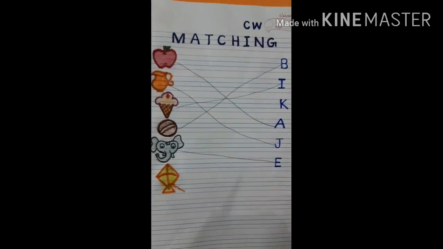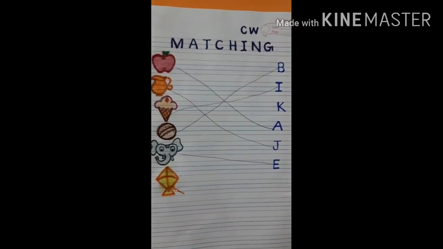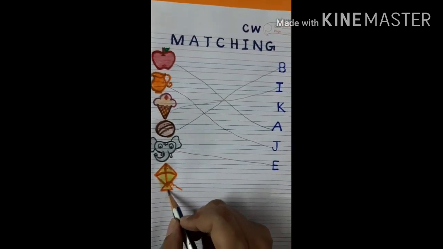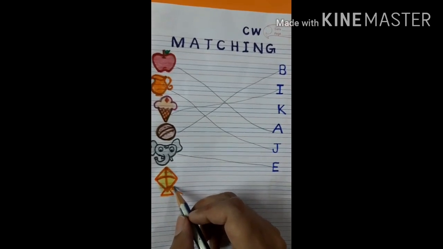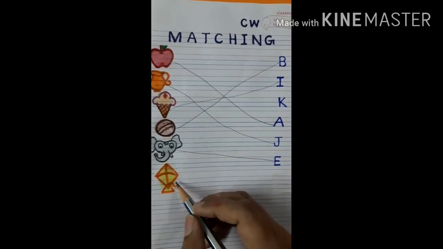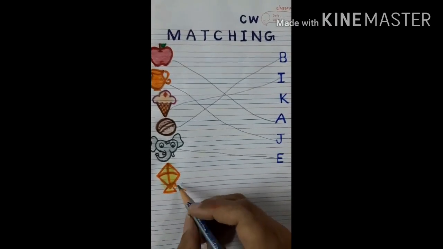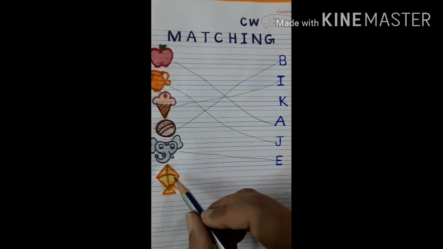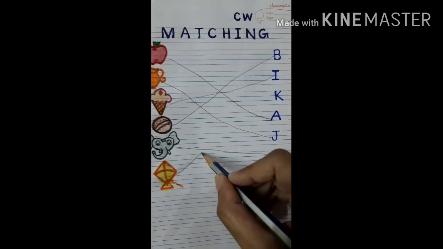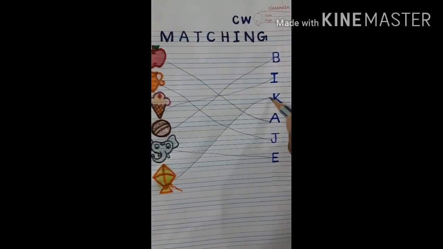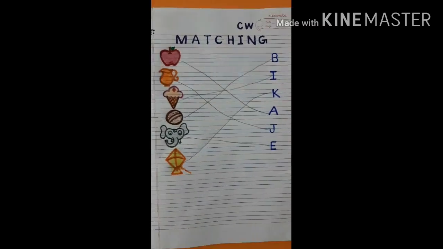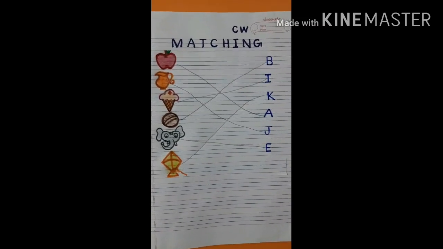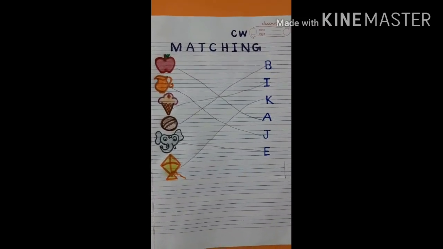Now, we will go to next picture. Next picture is of kite. And the letter which belongs to picture kite is K. So let's match the kite with their letter. Like this. So children, like this we will do matching in our notebook.